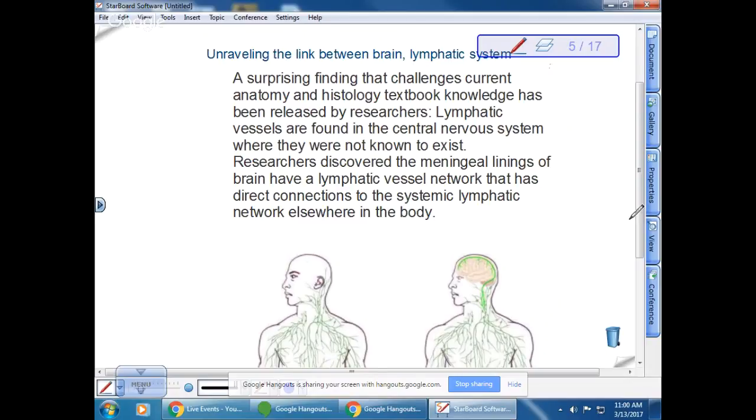And so they think the lymphatic system might be really important in the brain, and they're looking at it in terms of some brain diseases like Alzheimer's. Maybe there's a role that the lymphatic system, the immune system, plays in the development of neurological disorders like Alzheimer's. So there is a lymphatic system in your brain.